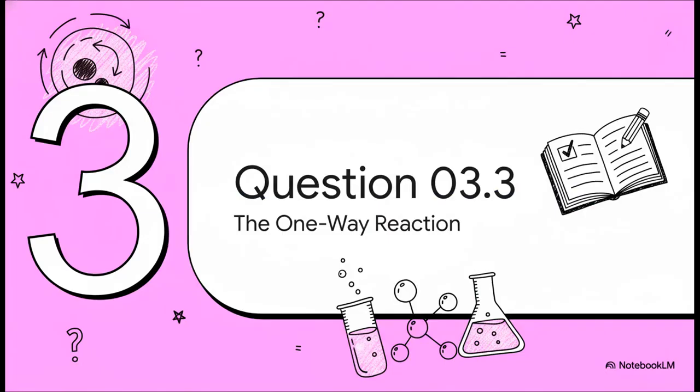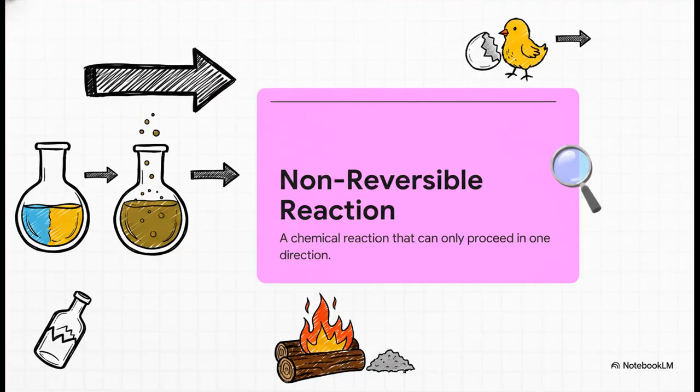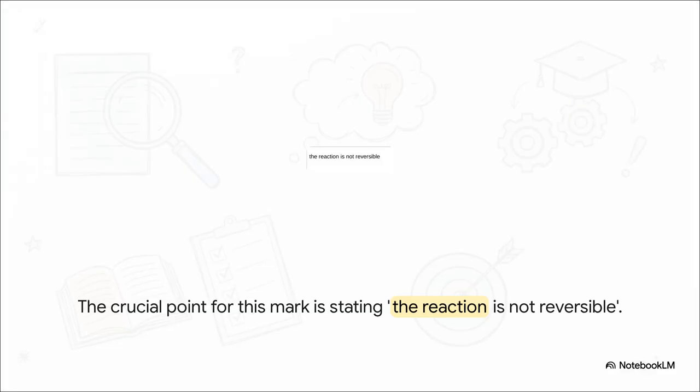Okay, next up, question 3.3. This one is digging into your understanding of a really important feature of the chemical reaction that's happening in the cell. So the whole concept here is that some reactions are basically a one-way street. Once the reactants have become products, that's it. You can't just flip it and go backwards. We call this a non-reversible reaction. And yep, you guessed it.